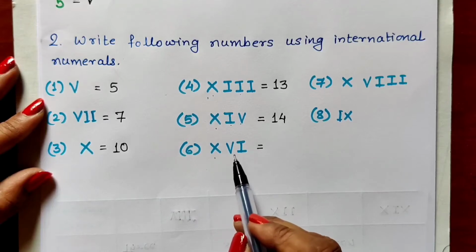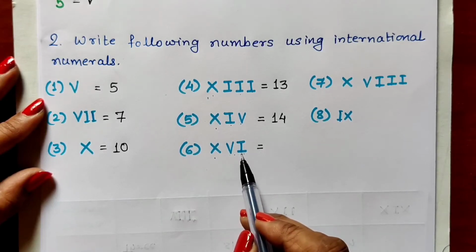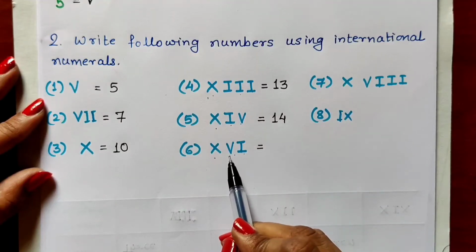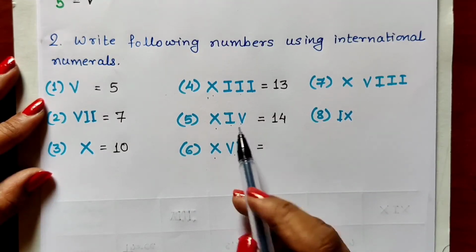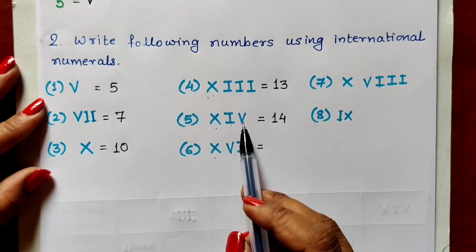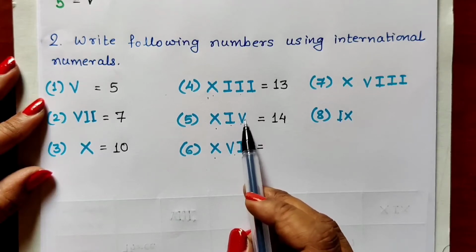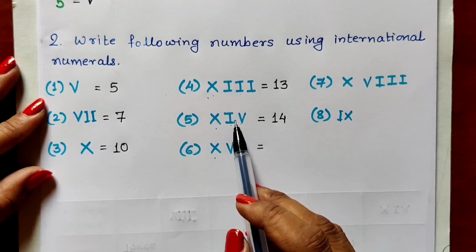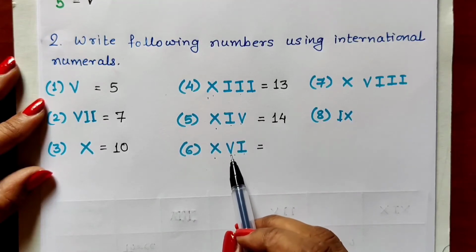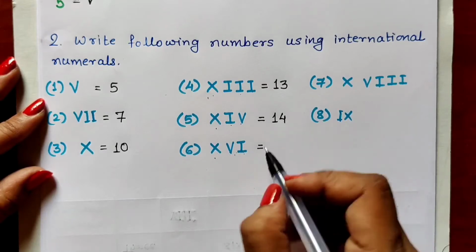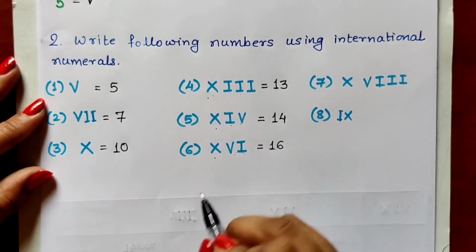XVI. X is 10. VI means 6. We all know, when I is written on the right side of a bigger symbol, we have to add it. And when I is written on the left side of the bigger symbol, we have to subtract. So 5 minus 1, not 1 minus 5. 5 minus 1, it will be 4. 10 plus 4, 14. Here we have to add 5 plus 1, 6. So 10 plus 6 is 16.